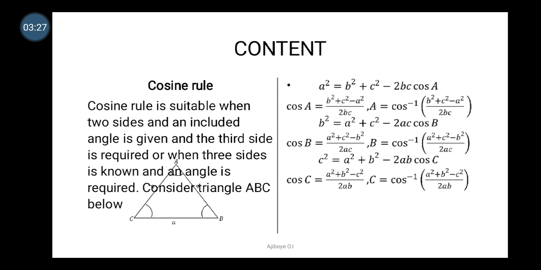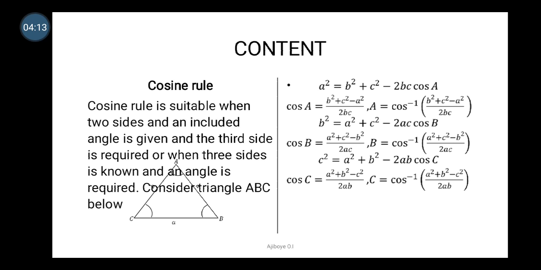So what is the cosine rule? For instance, if you're given a triangle ABC, the triangle over there is lapping, but that does not matter. What you notice is the angles are labeled in capital letters and the sides opposite the angles are labeled in small letters corresponding to the angle. So whenever you have a triangle, the cosine rule is a squared equals b squared plus c squared minus 2bc cos A. In this case, angle A is the included angle where side b and side c are given.